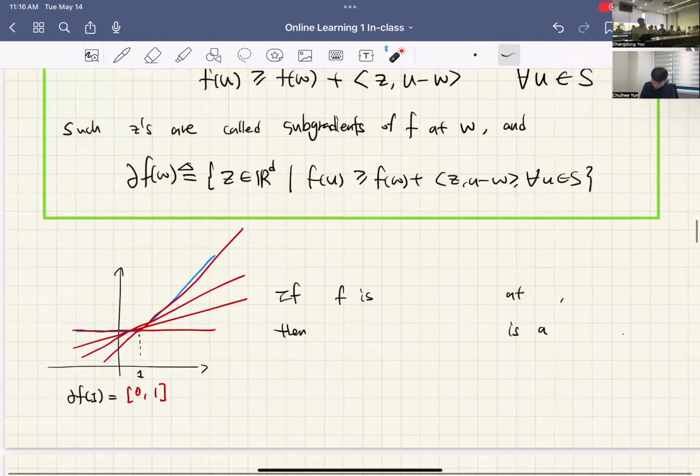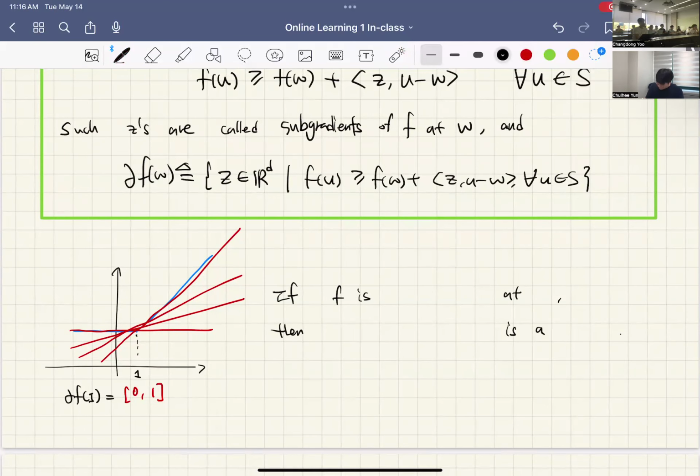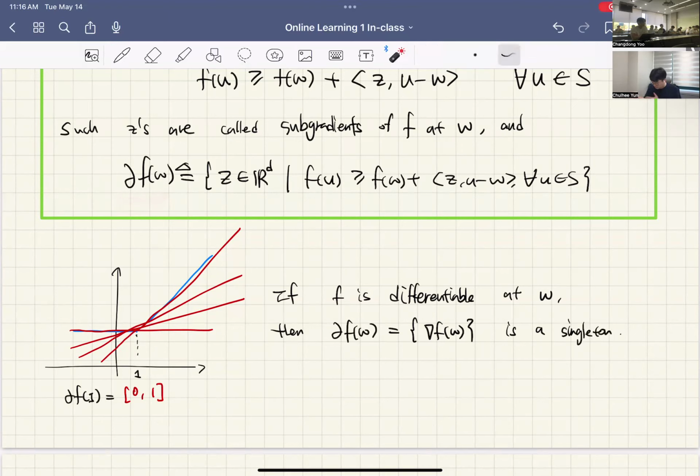And one can also notice that if f is differentiable at w, which means that there exists a gradient, then the set of subgradients evaluated at w is a singleton that only contains the gradient value. So you can view the subgradient as a generalization of gradients.